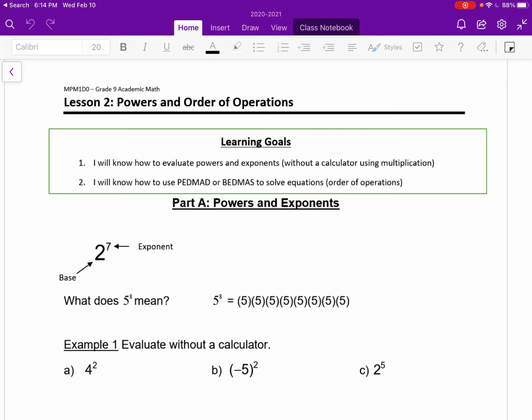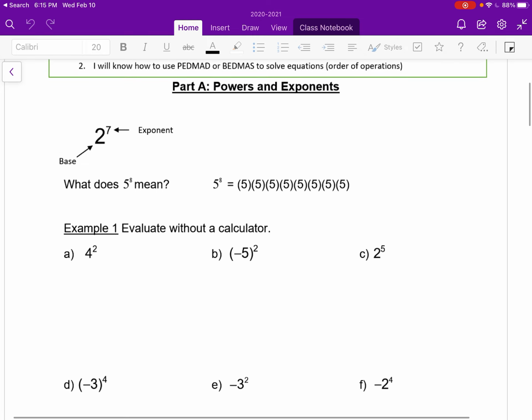So today's learning goals, we have two. The first one is you will know how to evaluate powers and exponents without using a calculator, so you'll be using multiplication. And you'll know how to use PEDMAS or BEDMAS, whichever one you learned it as, to solve equations. So we're going to talk about order of operations today.